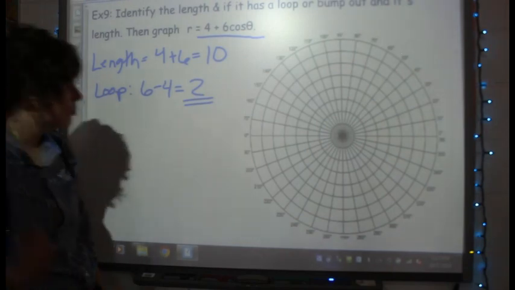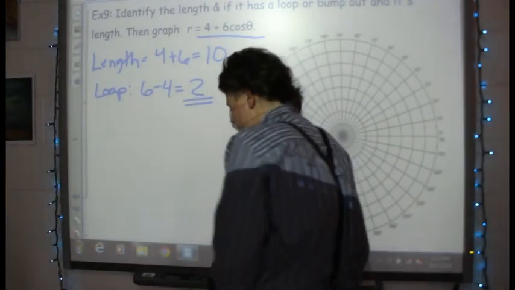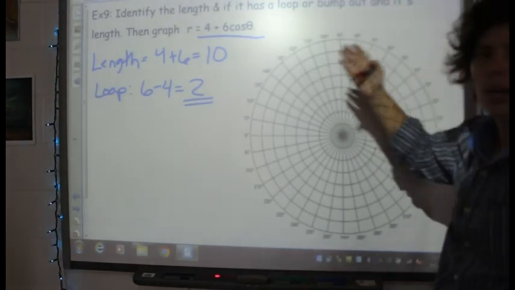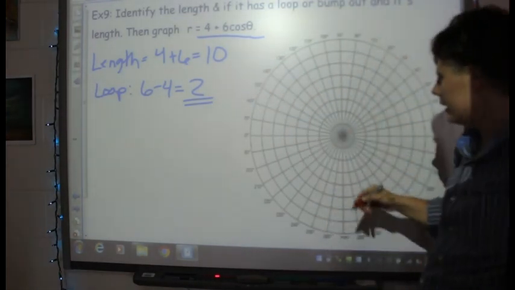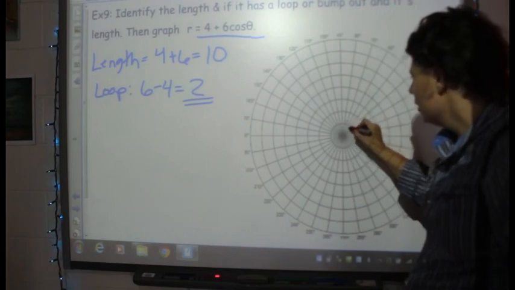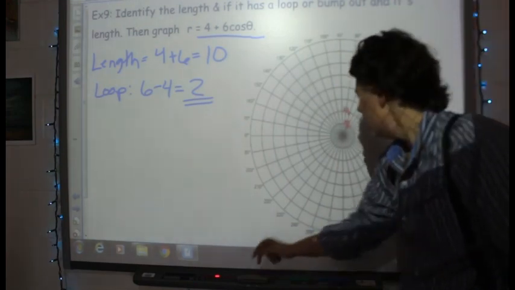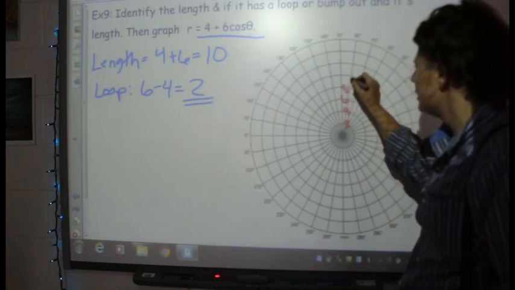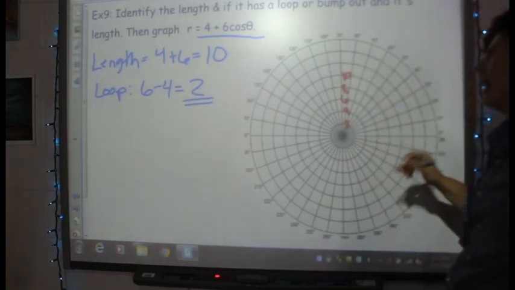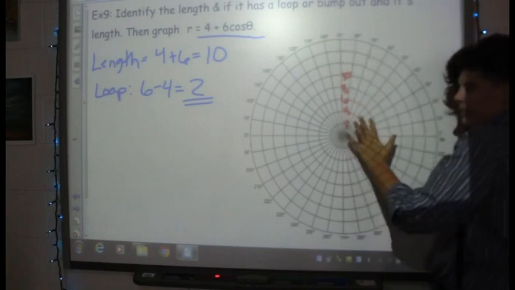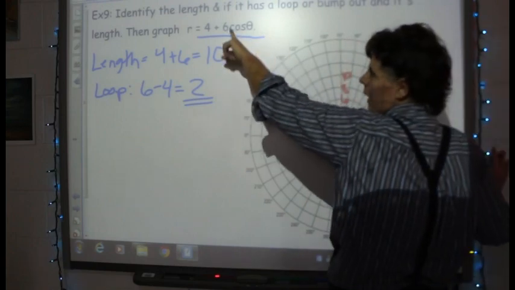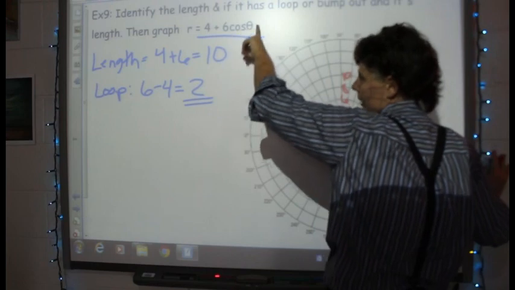I'm now ready to draw my limacon. So I can come over here. Oh no, it's got a length of 10. I don't have 10, so I'm going to have to scale it. So I can come in and say, all right, 2, 4, 6, 8, 10, whatever, doesn't matter. Now I went ahead and labeled along the y-axis. I did that this time to get it out of the way because I'm going to be along the x-axis.